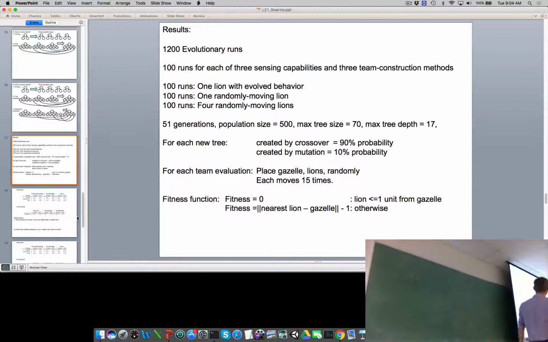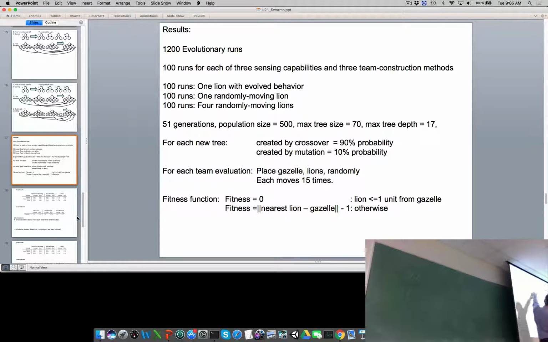For each one of those 9 experiments, they did 100 independent evolutionary runs. They wanted to see, on average, how well could they evolve teamwork and coordination in these 9 experiments. And they did an additional 10th, 11th, and 12th control runs. First one was 1 lion with an evolved behavior, 1 randomly moving lion, and 4 randomly moving lions.